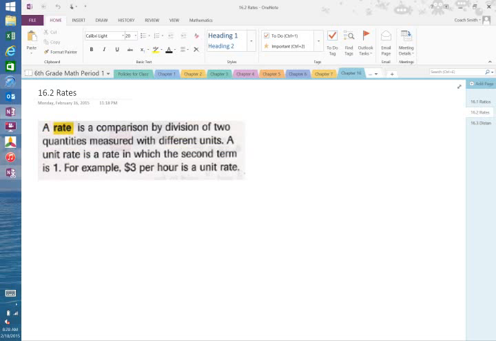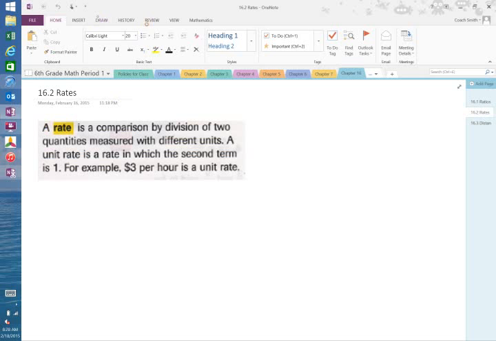All right, 16.2 is talking about rates. As the definition says, a rate is a comparison by division of two quantities measured with different units. Yesterday we talked about quantities that have the same unit of measurement. Today we're going to talk about those things that do not have the same unit of measurement.